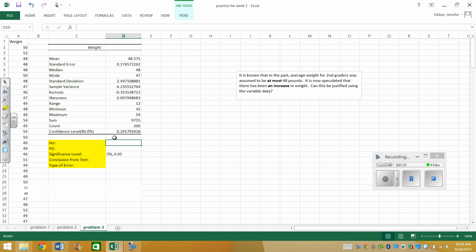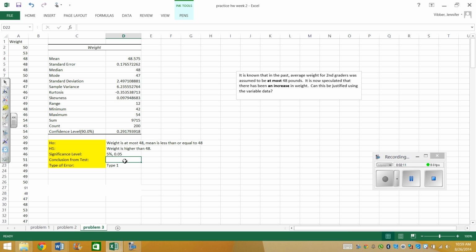So our null hypothesis is that weight is at most 48. In other words, the mean is less than or equal to 48. Our alternative hypothesis is then whether there's been an increase or not. So our alternative hypothesis is that weight is higher than 48. Okay? Our significance level is 5%. Our type of error is going to be type 1 because it's always going to be type 1. And now we need to figure out a conclusion.